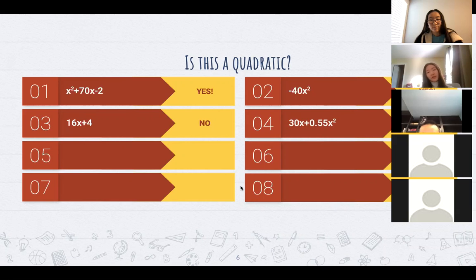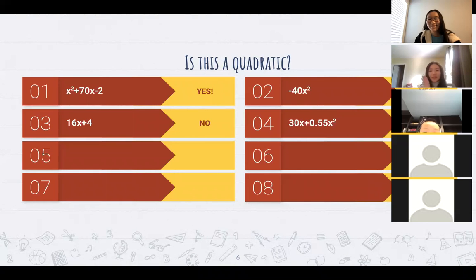Okay, what about this one? 30x plus 0.55x squared. This one has a 0.55 as the coefficient. So is it still a quadratic? I wonder. Oh, I see a few yeses and a few no's. Well, you'll see in just a second, but this is also a quadratic.